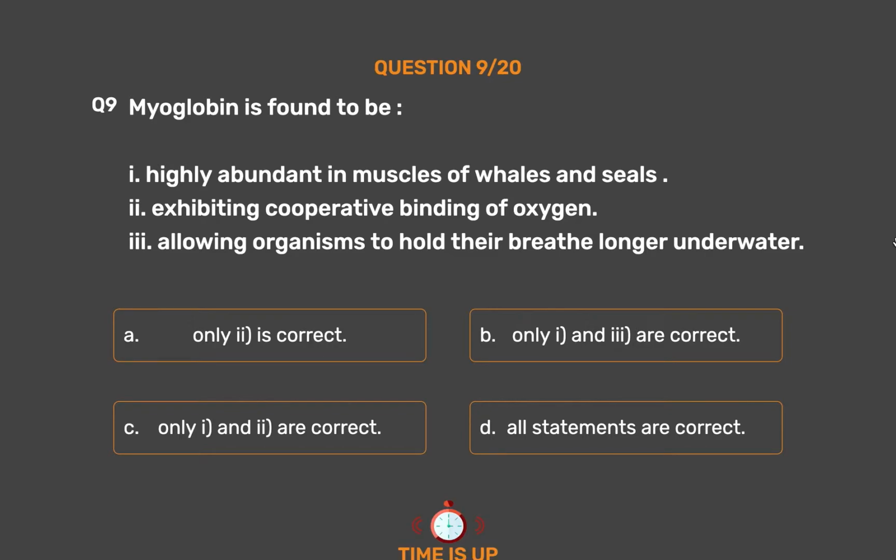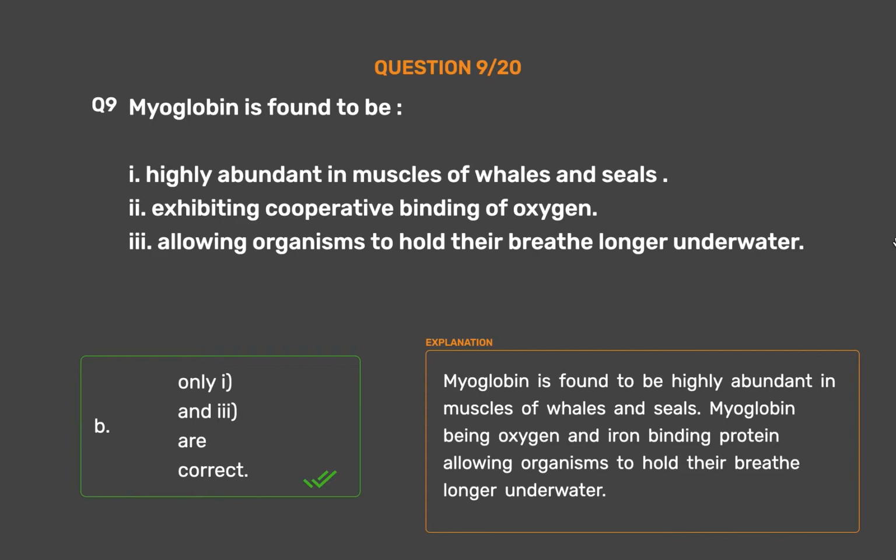The correct answer is option B, only 1 and 3 are correct. Myoglobin is found to be highly abundant in muscles of whales and seals. Myoglobin being an oxygen and iron binding protein allows organisms to hold their breath longer underwater.